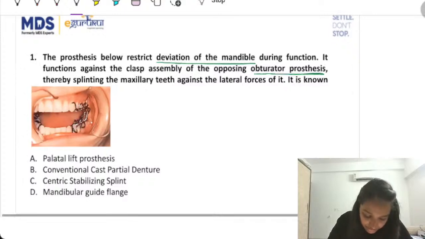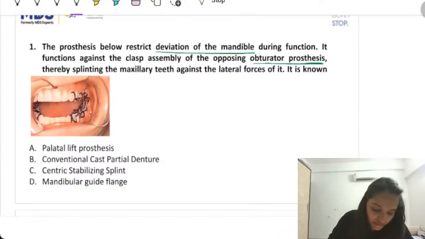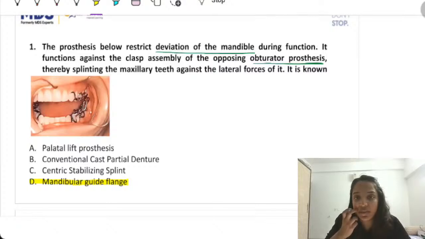Is it a palatal lift prosthesis? Is it a conventional cast partial denture? Is it a simple centric stabilizing splint, or is it a mandibular guide flange prosthesis? Now, the correct answer here is option D, mandibular guide flange prosthesis. Were you able to attempt this, students, in the exam? Mandibular guide flange prosthesis? Students, were you able to attempt this?